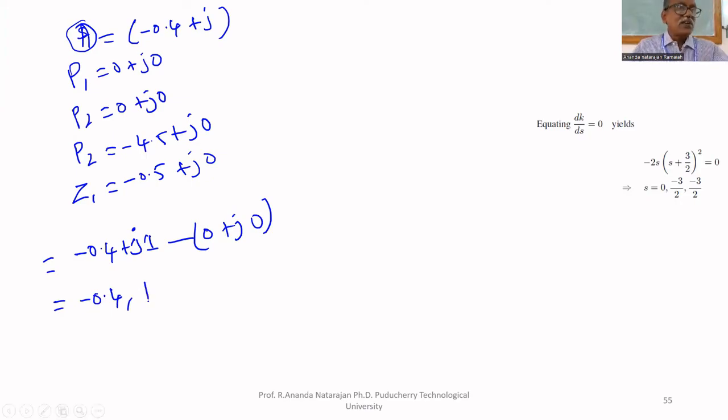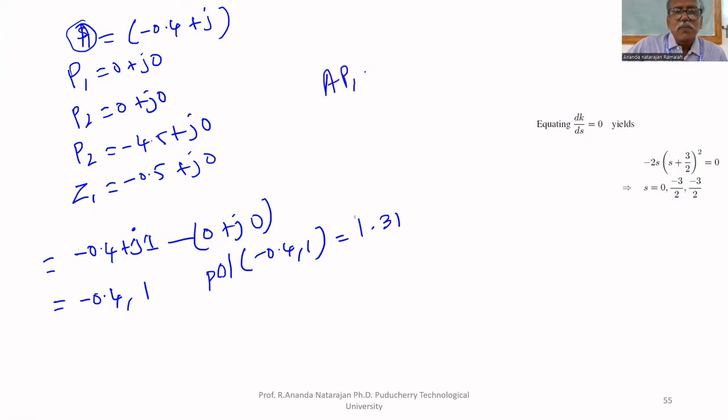Call the function polar to rectangular coordinate. Here, after subtraction, you have to consider only the magnitude. Minus 0.4, comma, 1, you pass to polar coordinate. What is the magnitude you got? 1.31. That is AP1, magnitude AP1 equal to 1.31. Similarly, if you find AP2, that is also 1.31 because it is the same point.